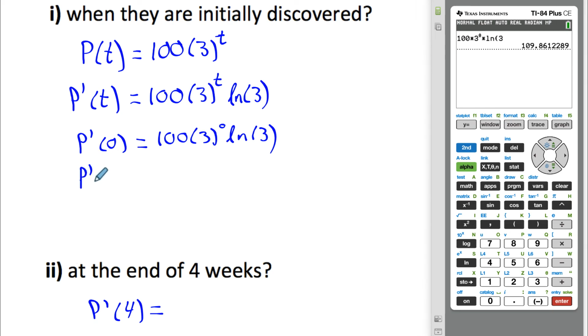So P prime of 0 is 109.9. And remember, this will give us the rate of change of y with respect to x, and in this case that means it's the rate of change of population with respect to time. So it's 109.9 insects, and I believe our time was in weeks, so insects per week. So that means the amount of insects when they're initially discovered is increasing at a rate of 109.9 insects per week.